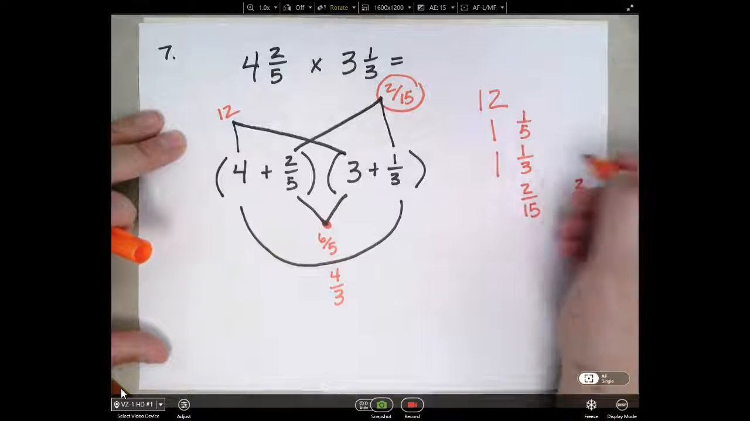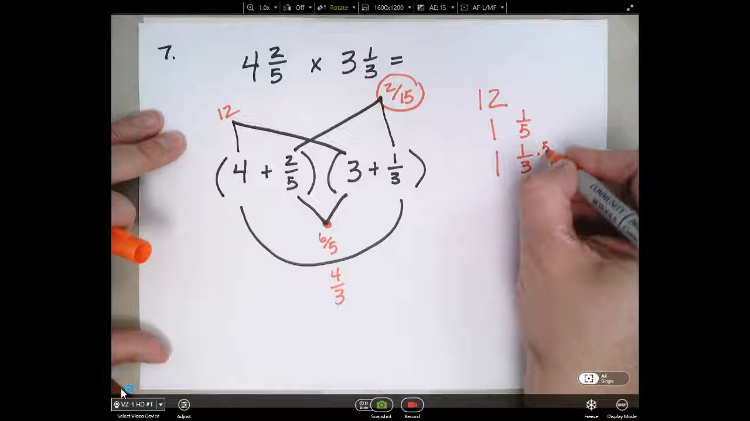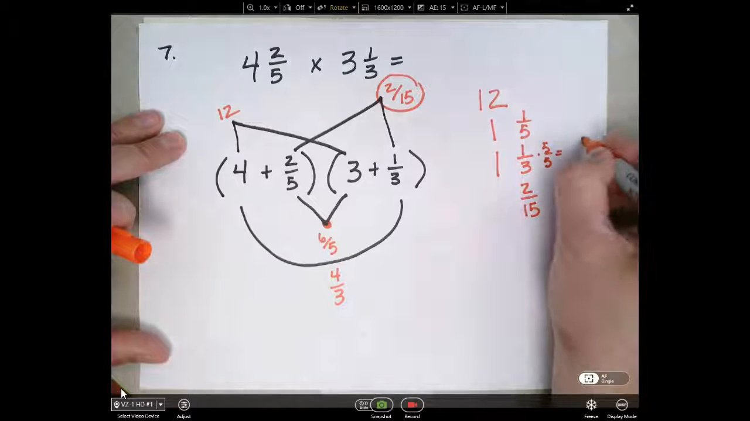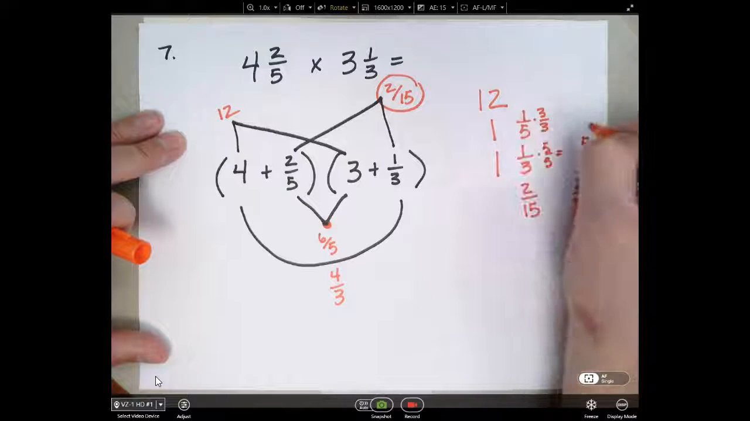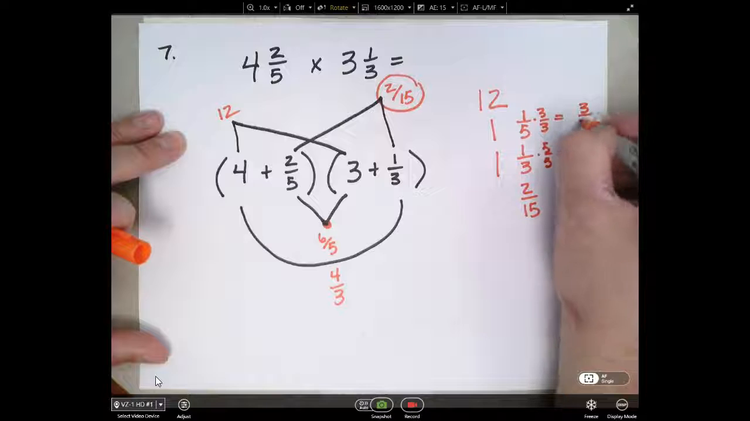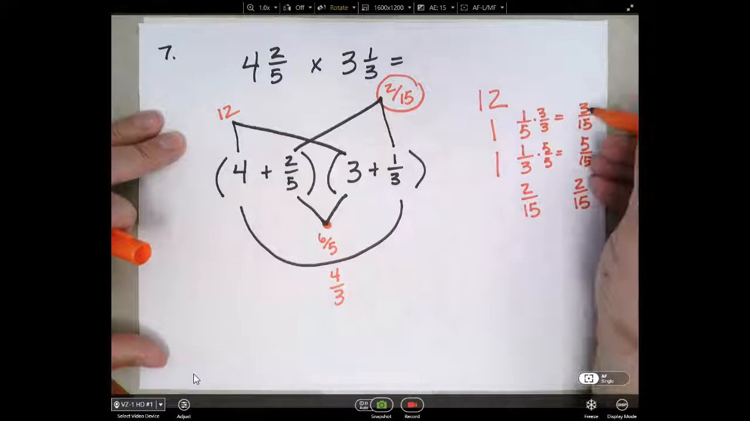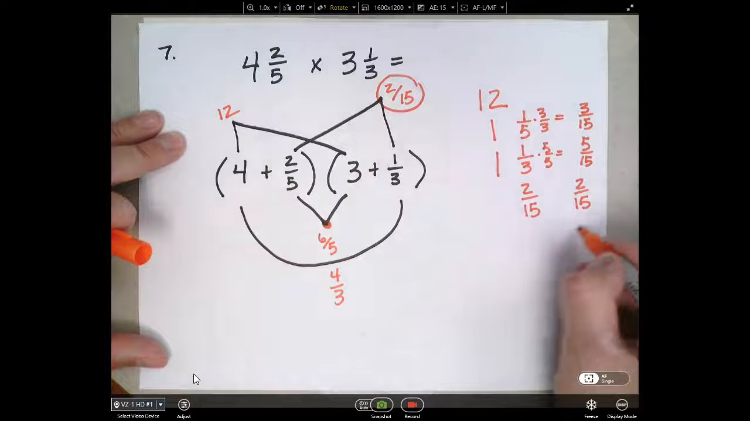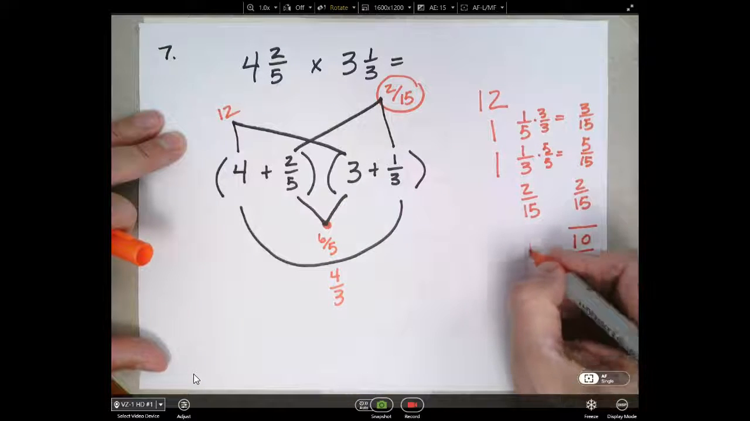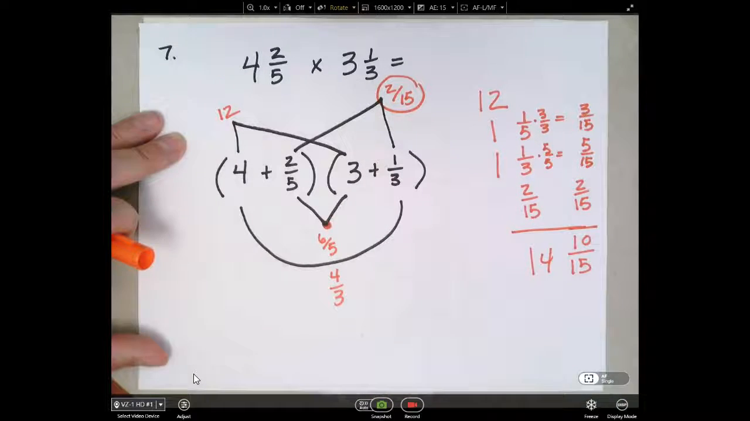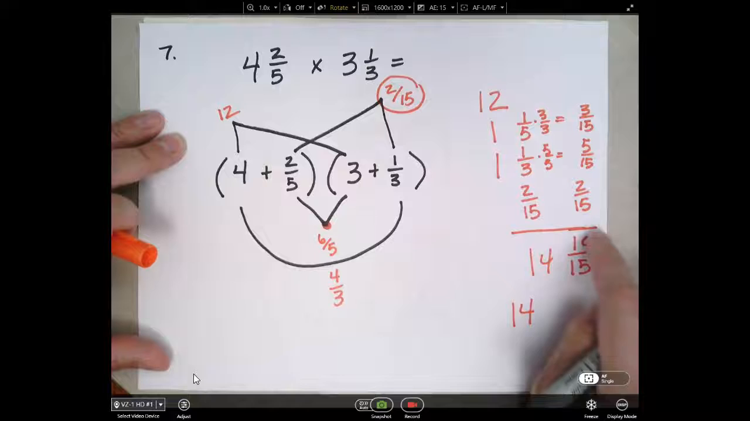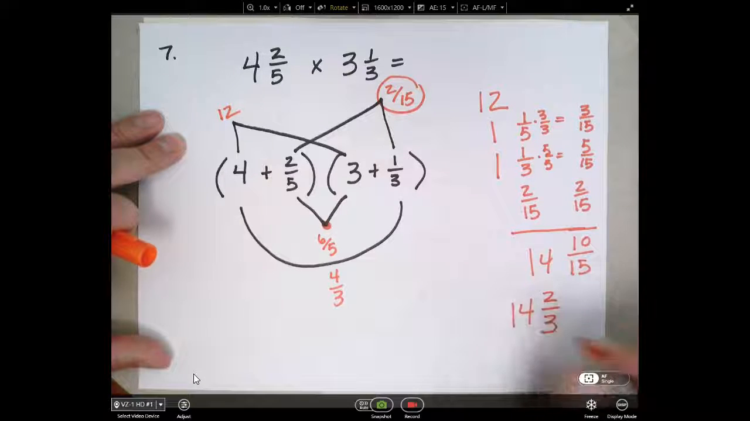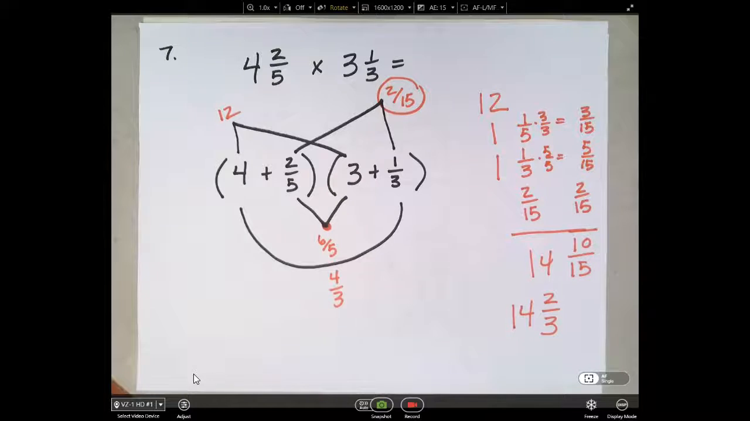This one, in order to get 1/3 into 15ths, I have to multiply by 5 over 5, and I get 5 over 15. This one I have to multiply by 3 over 3 to get it to 15ths, and I get 3 15ths. And I add these together, and I get 8, 9, 10. I add the whole pieces together, and I get 14. And my answer is 14 and 10 15ths, but that can be reduced because 10 15ths is 2/3. And there are your three methods.